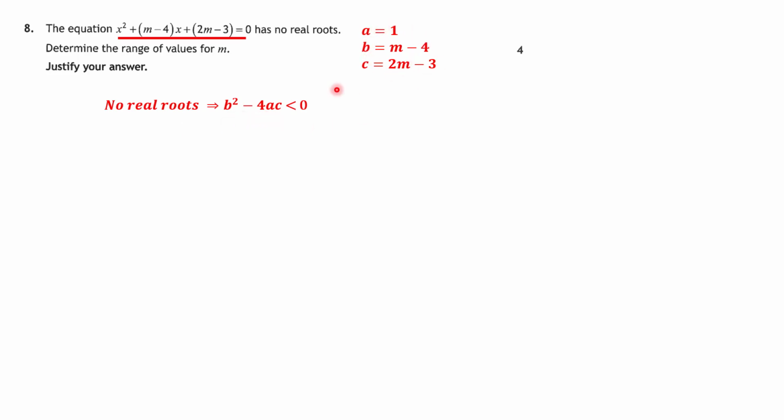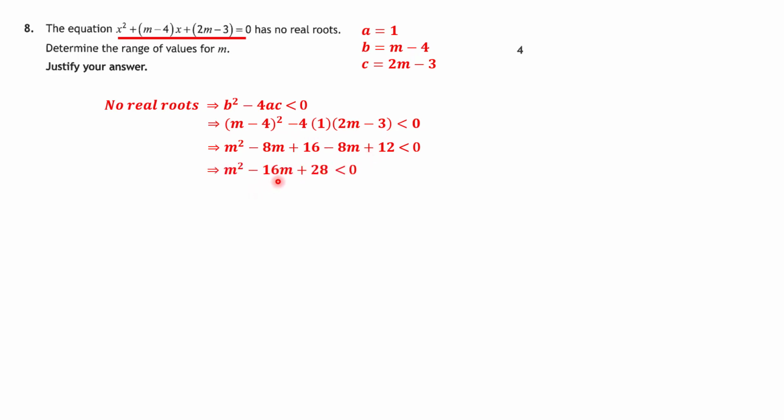So we plug these values into the left hand side here, and we get bracket m take away 4 all squared take away 4 times 1 times 2m take away 3 is less than 0. We square out the bracket and multiply through by minus 4 here, and we get m squared take away 8m plus 16 for the first part, and then negative 4 times 2m is negative 8m, negative 4 times negative 3 is positive 12. We tidy this up now and say m squared take away 16m plus 28 is less than 0.